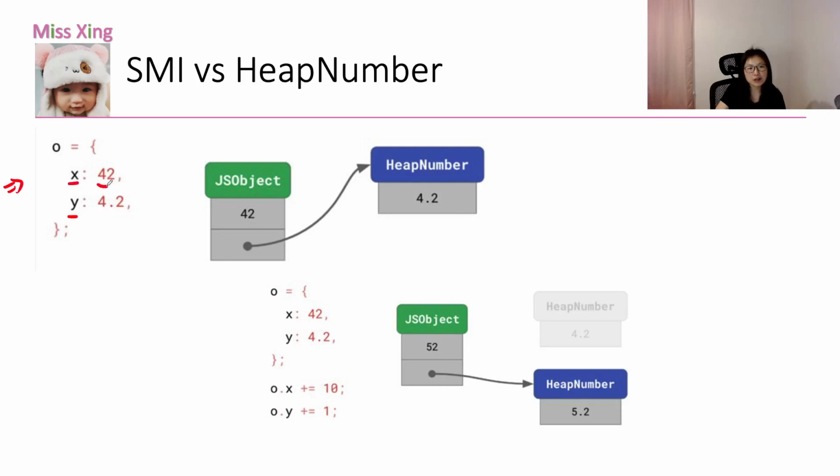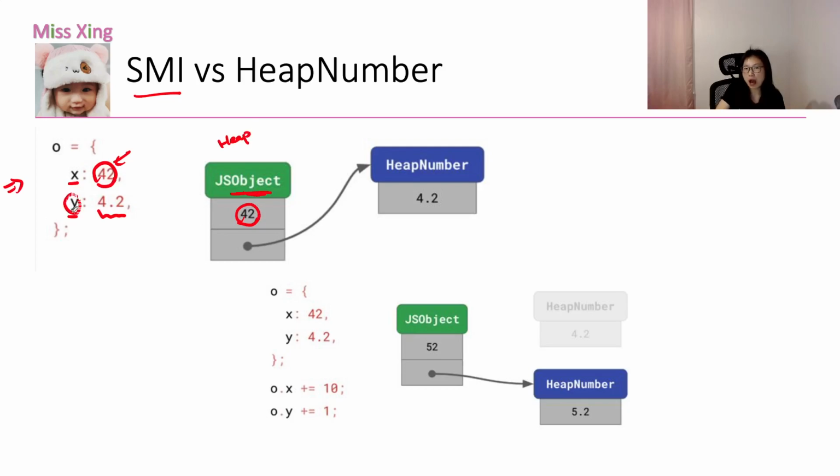And for the value 42, this is a small integer, which is a SMI. And for 4.2, this is a heap number. It's a double or floating point, okay? In V8, when it stores small integers, it will store them with the object itself. This object is in the heap already.